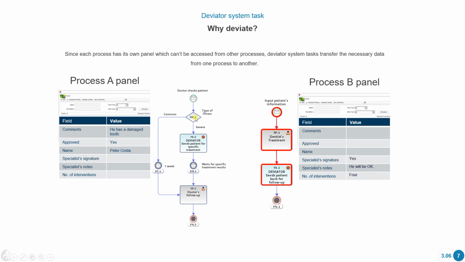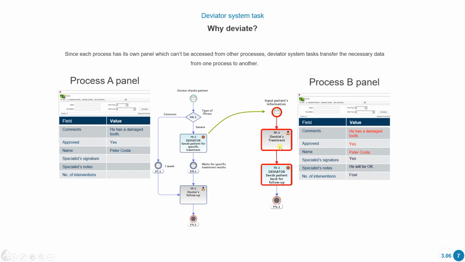So when I deviate the flow with this deviator system task, I'm not only deviating the flow so this process can be triggered, but I could also be deviating data. So here I have 3 fields: comments, approved, and name. With this information, for example, in the comments it says he has a tooth that's been damaged. It's been approved, his name is Peter. And here we also have the fields comments, approved, and name. So when the flow goes to the system task, it triggers the other process, and besides it delivers all of this information to the second process.